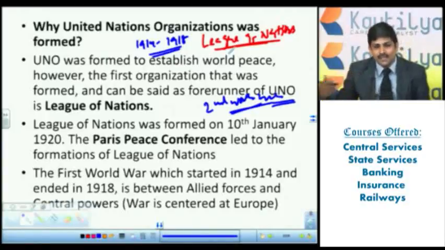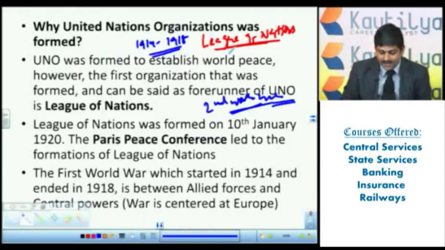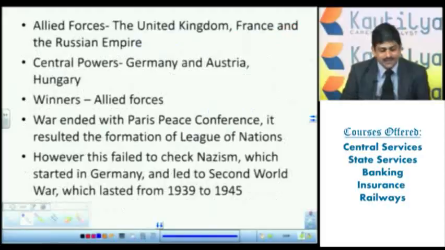The First World War was between the Central Powers and the Allied forces. Generally, war happens between two groups. The Allied forces consisted of UK, France and Russia, and the Central Powers were Germany, Austria and Hungary. The war lasted for almost 4 to 5 years. After the war, discussions took place.